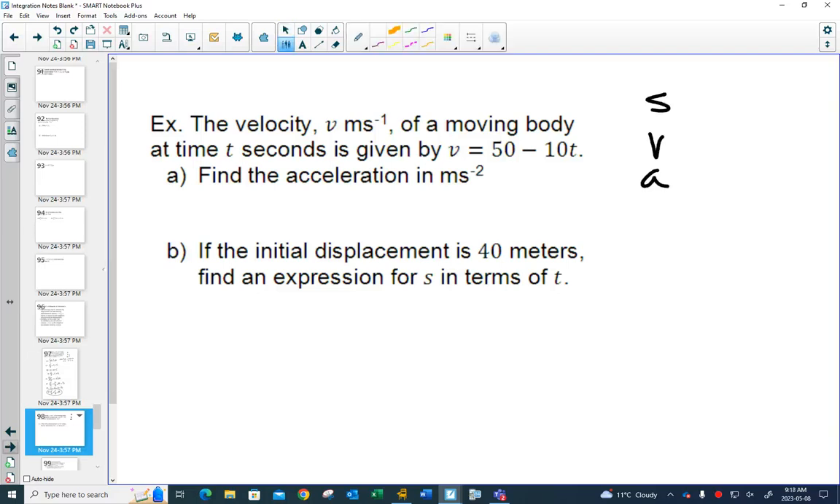So the idea is just knowing where you're starting. In this case, they're giving us a velocity equation. Find the acceleration. Well, that would be a derivative. So I can say that acceleration is equal to v prime of t, which in this case would be negative 10t.